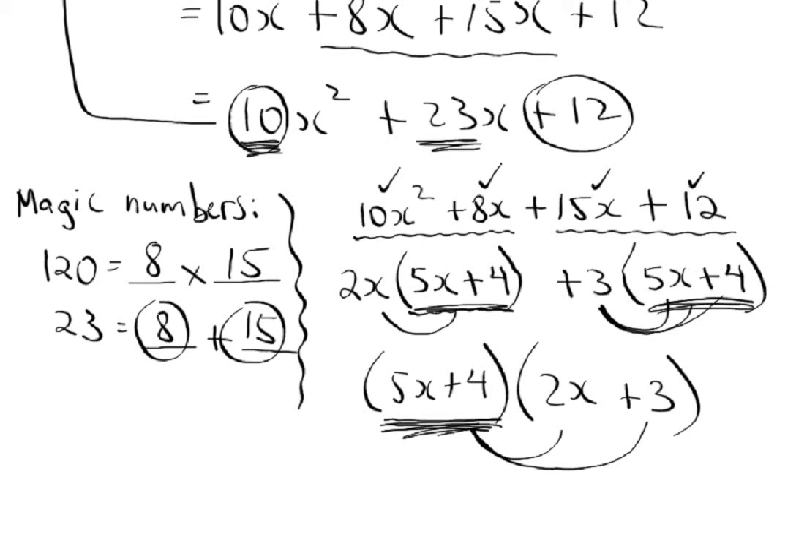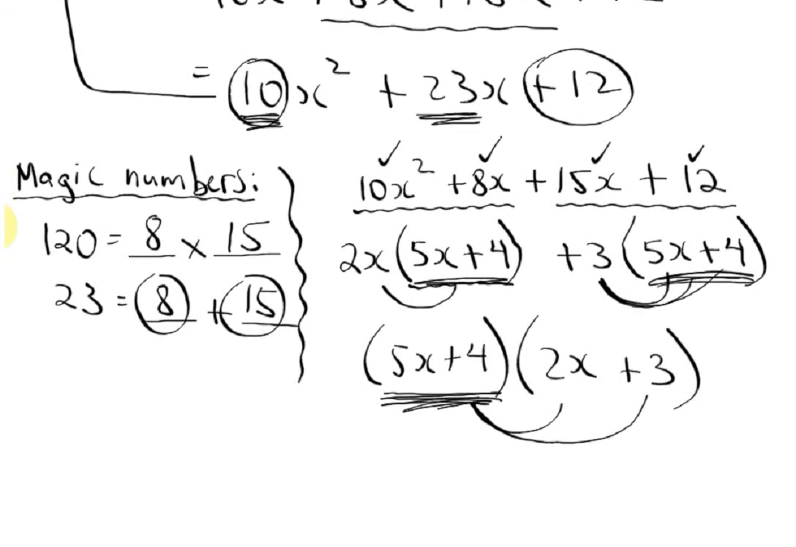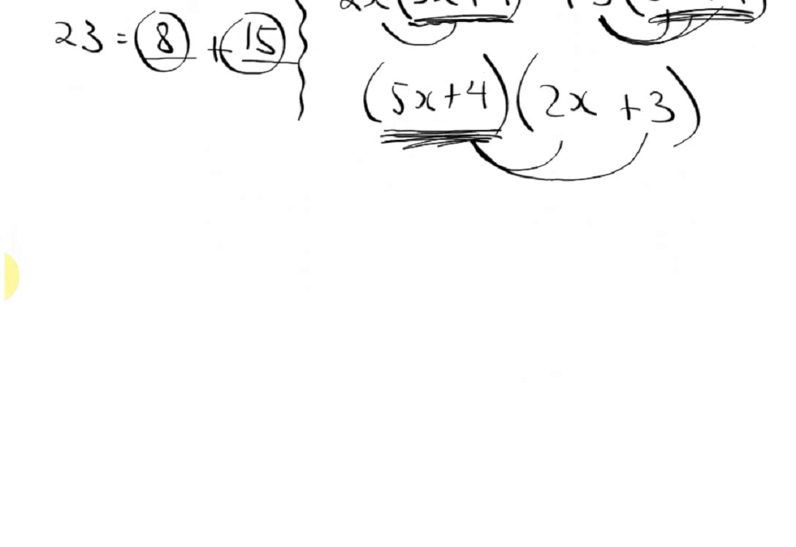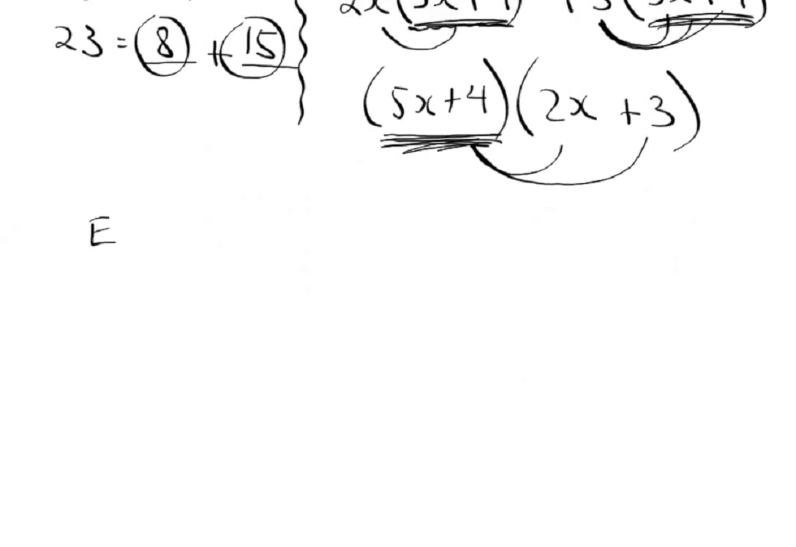Okay, so that's the process here of the magic numbers method. It will work. It is a little bit of memorization of the steps, but with a little bit of practice, you can blast through these very quickly. So let's do an example here and show you one in action. So let's say we have 28x squared plus 31x minus 5.